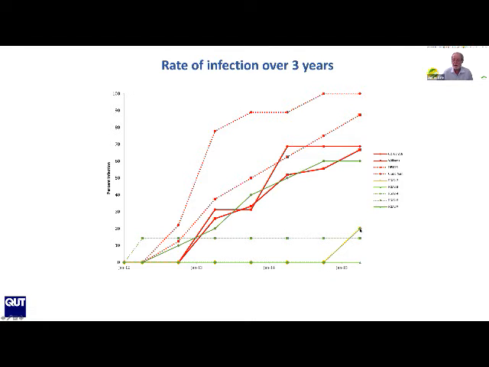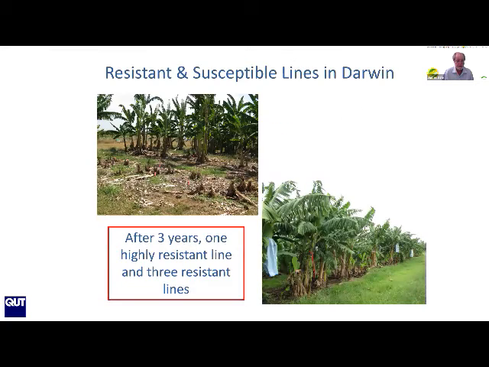And then we have ones like these two, RGA22 and RGA24, which for 2.5 years didn't have any infected plants and then had a few infected plants right at the end. So they'd be probably very commercially acceptable cultivars.